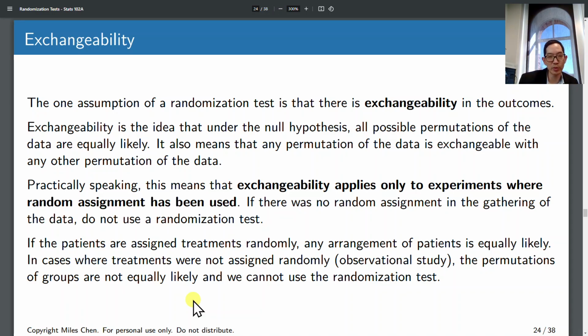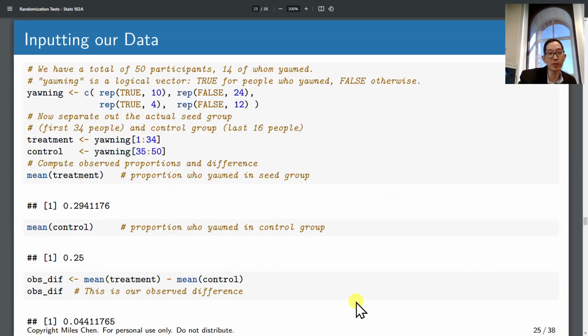But in cases where treatments were not assigned randomly, like if you do an observational study and you don't do any random assignment of treatments, then the permutations of groups are not equally likely, and you should not use a randomization test. But here we're going forward with it, and so this is how we're going to set up our data. I'm going to create a vector called yawning, and this is going to have true and false values. True represents people who yawned, false for people who did not yawn.